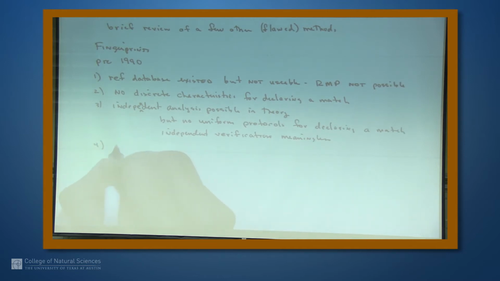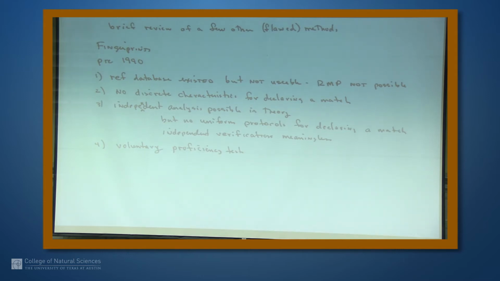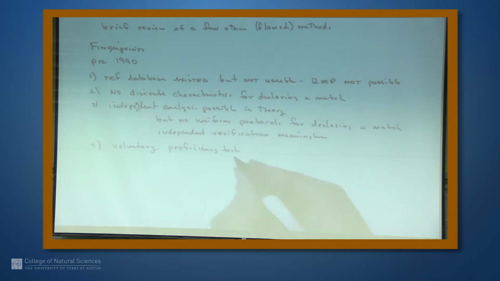For the most part, there were no publicized proficiency tests until the mid-1990s. So, first of all, if they're voluntary, are they blind? Nope. So they're not. From the perspective of error rates, you're going to get probably the lowest error rates when they're not blind.